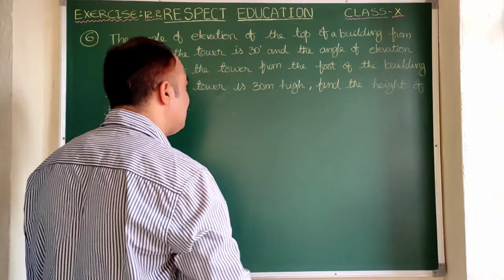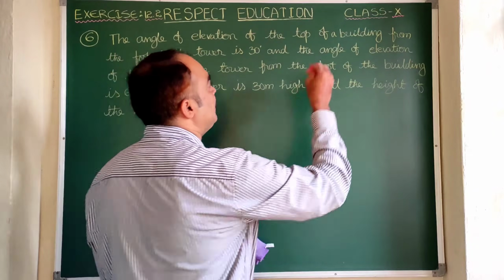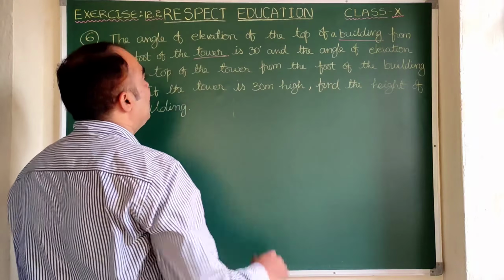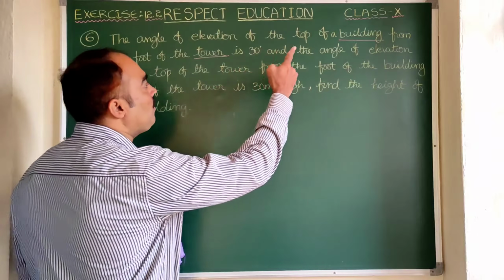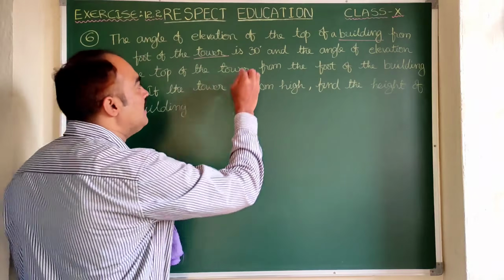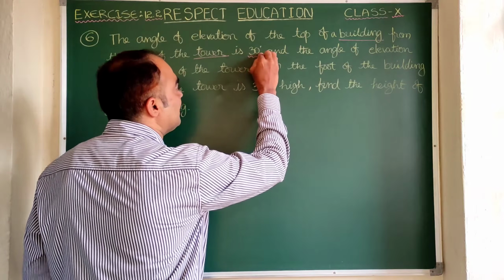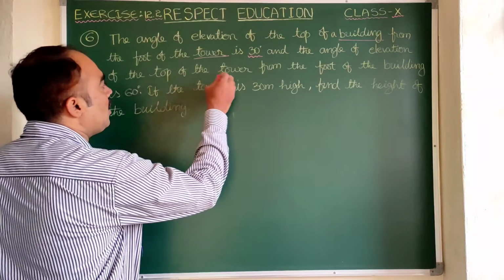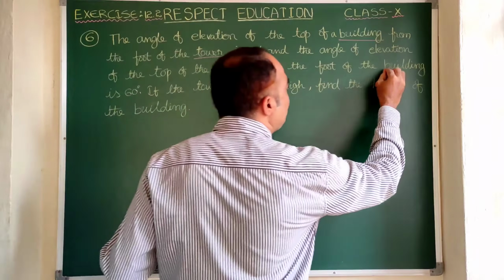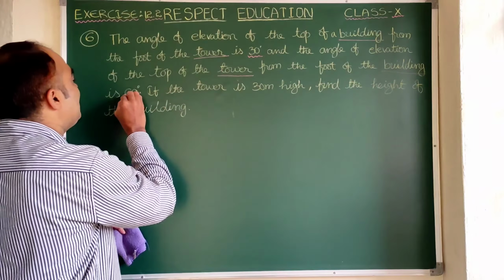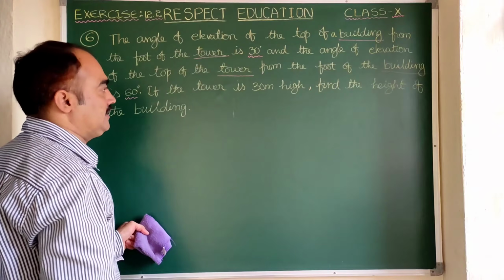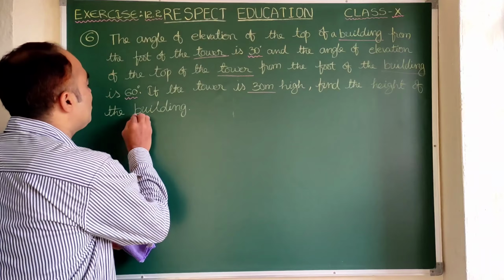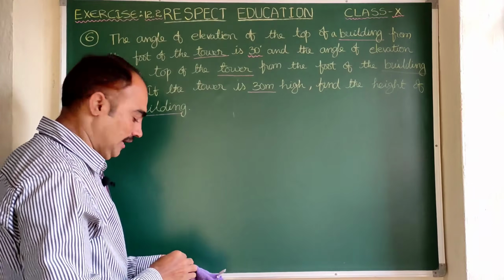Here there are two objects. First one is a building and a tower. When you observe the top of the building from the foot of the tower, the angle of elevation is 30 degrees, and vice versa. That is, when you observe the top of the tower from the foot of the building, in that case the angle of elevation is found to be 60 degrees. And this 30 meter is the height of the tower. Now we are going to find the height of the building.